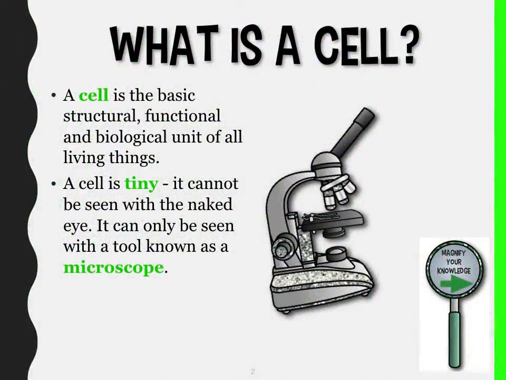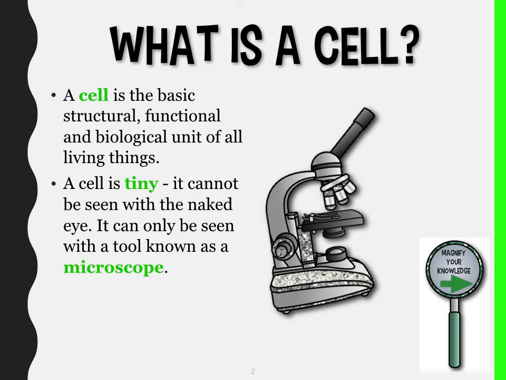So what exactly is a cell? Well, a cell is a basic structural, functional, and biological unit of all living things. Everything is made up of cells. The food you eat, the juice you drink, the germs on the floor, and every part of your body all contain cells.